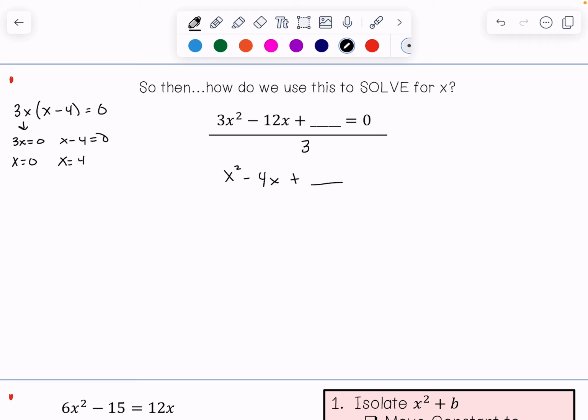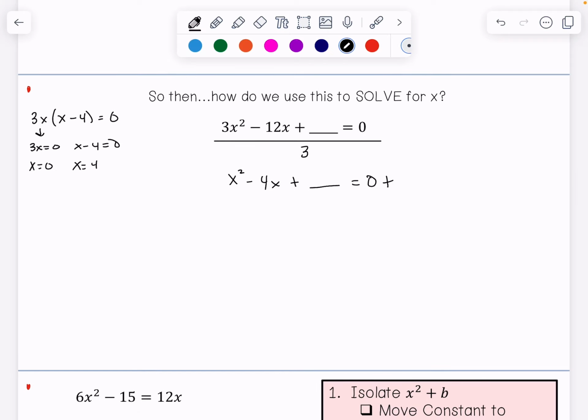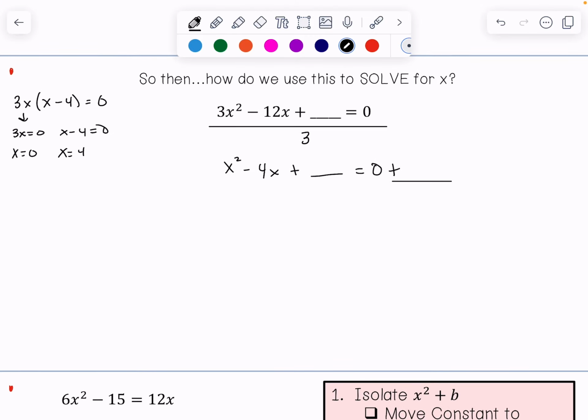We know we're going to add something. 0 divided by 3 is also just 0. But this is where we have to remind ourselves, because we're dealing with an equation, the golden rule of algebra says, whatever you do to one side, you must do to the other. So if I'm going to add something to one side of my equation, I need to be ready to add something to the other side as well. Now I'm ready to complete the square.